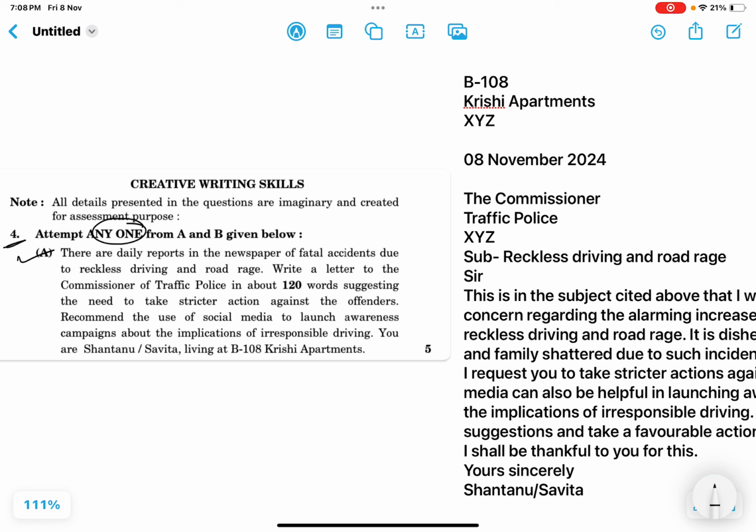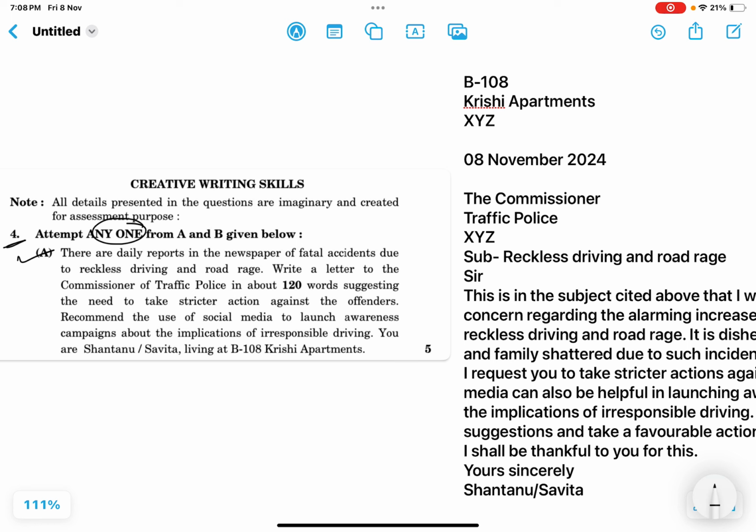There are daily reports in the newspaper of fatal accidents due to reckless driving and road rage. Write a letter to the Commissioner of Traffic Police in about 120 words, suggesting the need to take stricter actions against the offenders. Recommend the use of social media to launch awareness campaigns about the implications of irresponsible driving. You are Shantanu Savita, living at B108 Krishi Apartments.